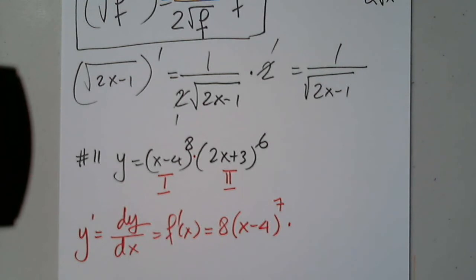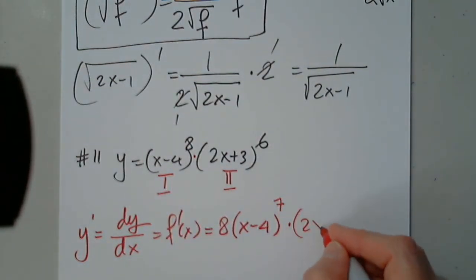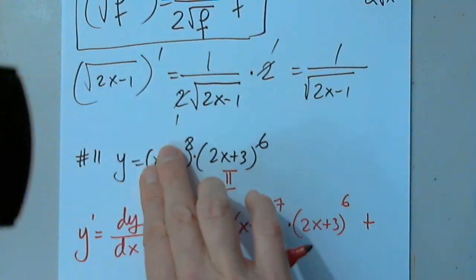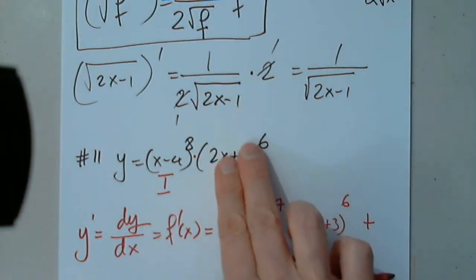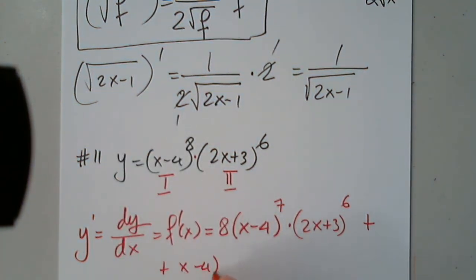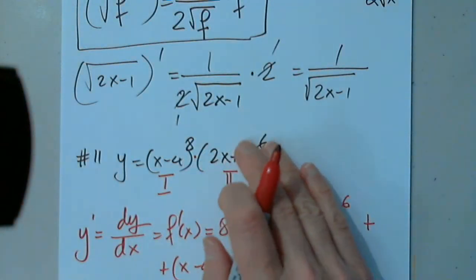The derivative of x minus 4 is 1. Very good, I don't have to write anything. Times the second function. Plus, one more time, first function prime times the second function plus the first function times the second function prime.